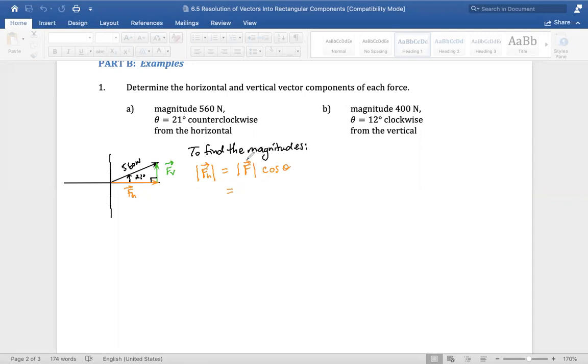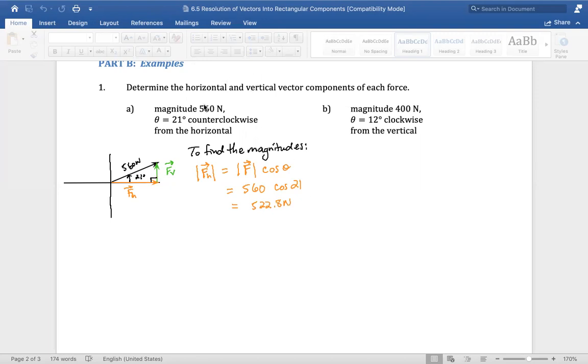Do I have the force of that vector? I have the force of that vector right here, it is 560 newtons, so 560 multiplied by the cos of my angle. My angle is 21 because it was from the horizontal up. So that's the correct angle. And then just plug that into your calculator and you should get 522.8 newtons of force for my horizontal vector.